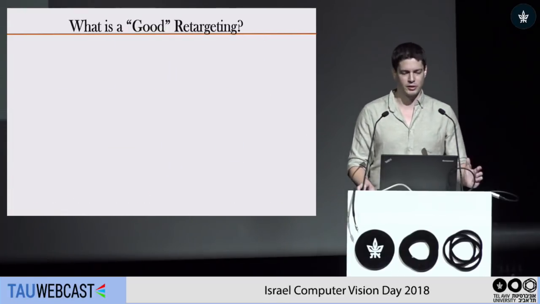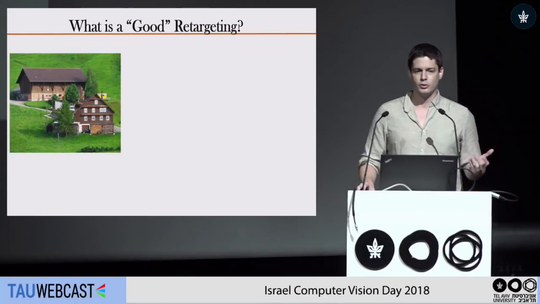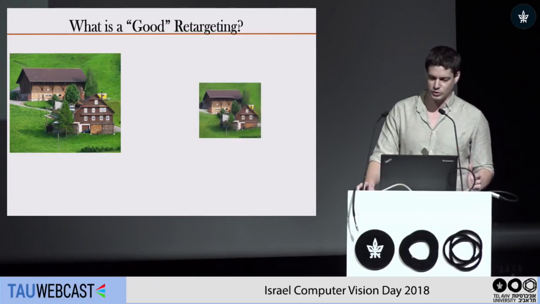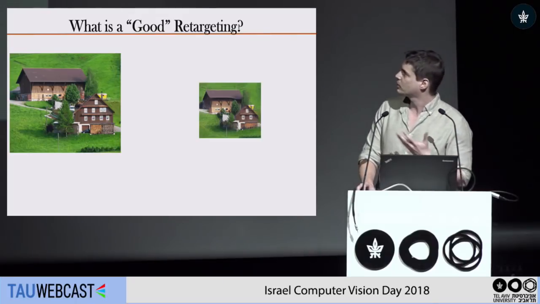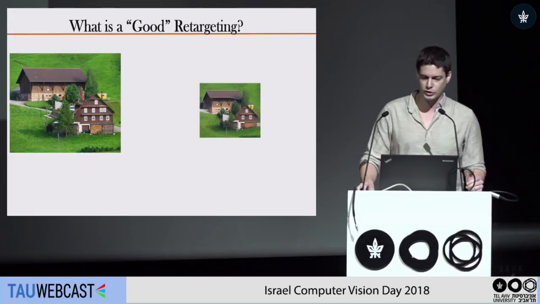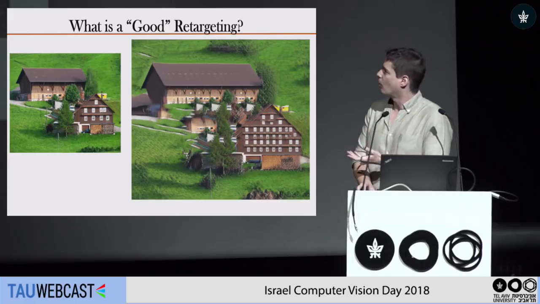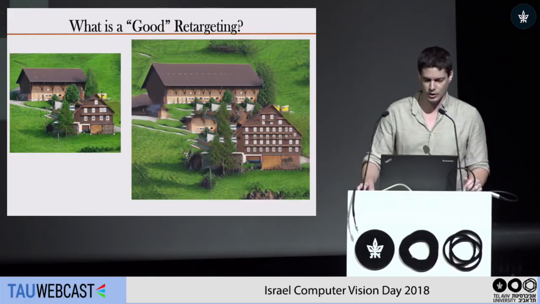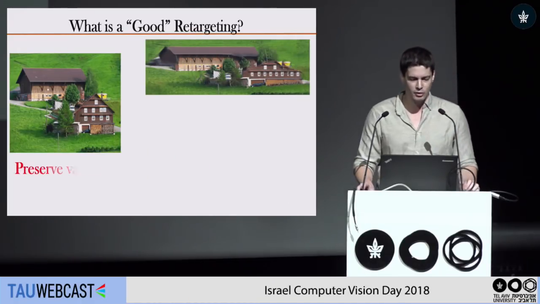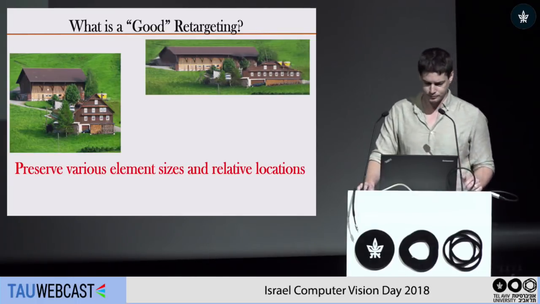So what is a good retargeting? Having this input example, we would want to change its size, for example, downscale it, but we don't want the local elements to change their size too. In this particular example, you can see that the windows maintain the original size, we just have fewer of them. We may also want to enlarge the image, so in this case we will have more of the elements in the original image. We may also want to change the aspect ratio in one direction or in another direction, and generally what we're looking for is to preserve various element sizes and relative locations.